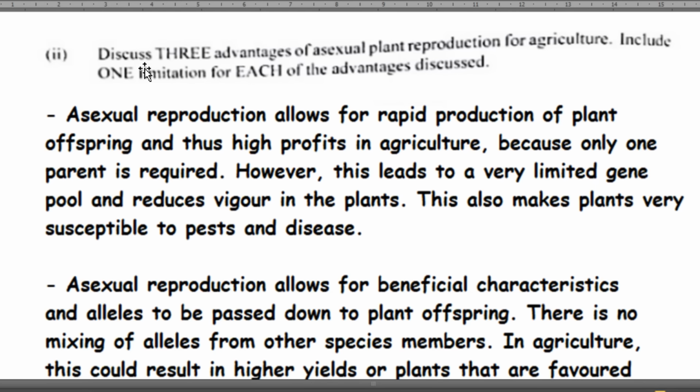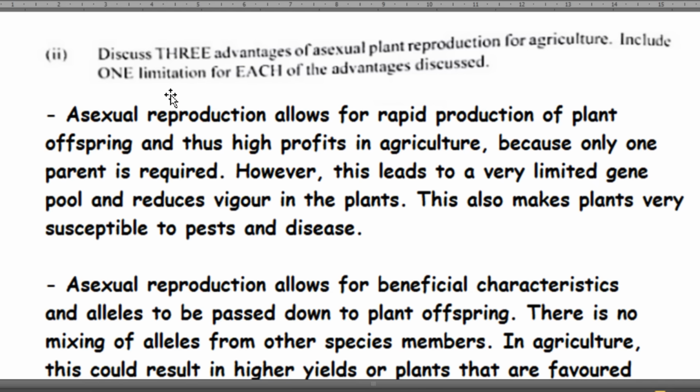Part 2. Discuss 3 advantages of asexual plant reproduction for agriculture. Include 1 limitation for each of the advantages discussed. I believe this was 12 marks. So you want to have a good description of each advantage, but then you want to have 1 limitation for each of those advantages. So asexual reproduction allows for rapid production of plant offspring.